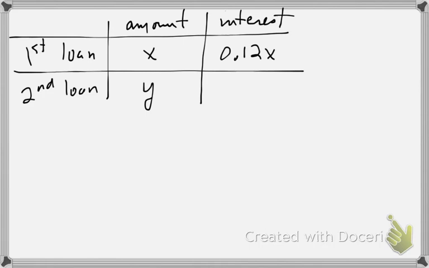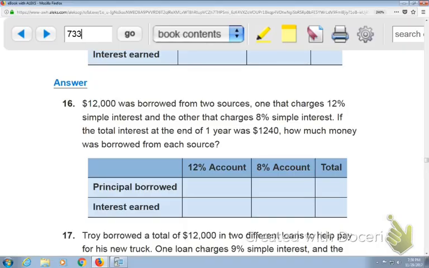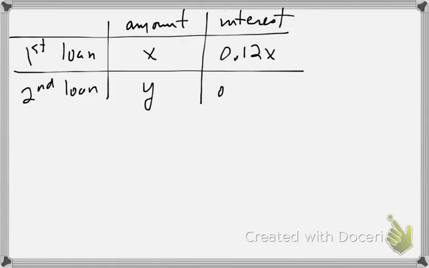If I took out Y dollars on the second amount, and it's accruing 8% interest, how much interest am I going to have to pay back on that? 0.08Y. Right? You have to pay back 8% of what you borrowed in interest. So that's going to be 0.08 times Y. So far, so good?